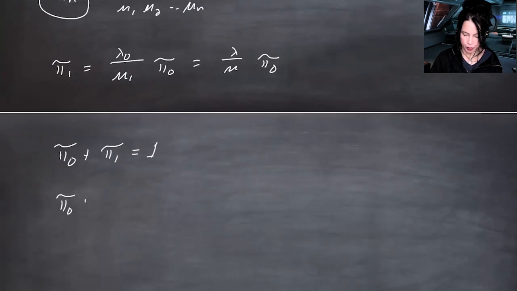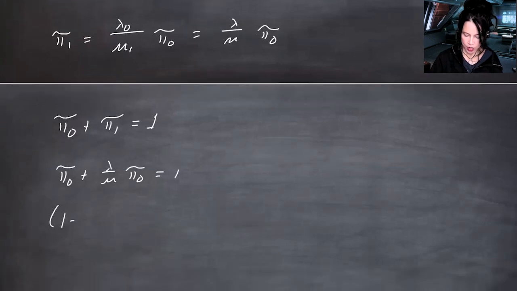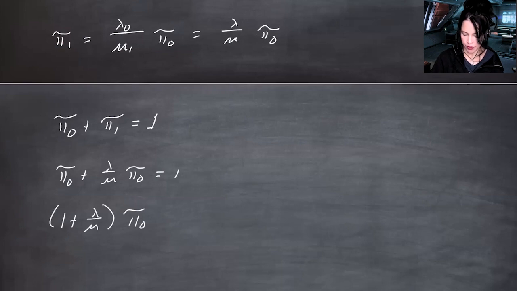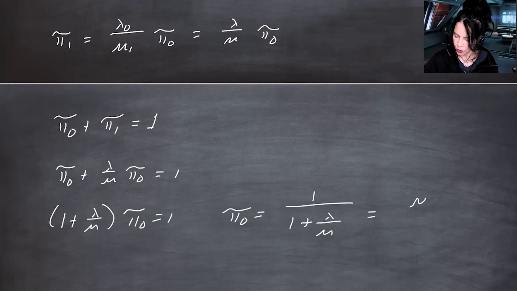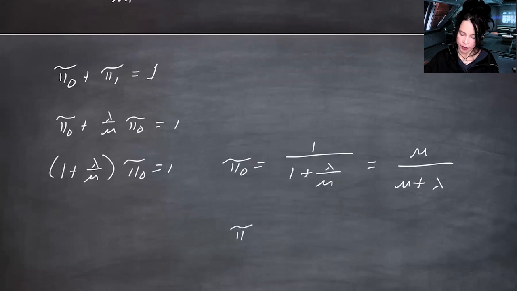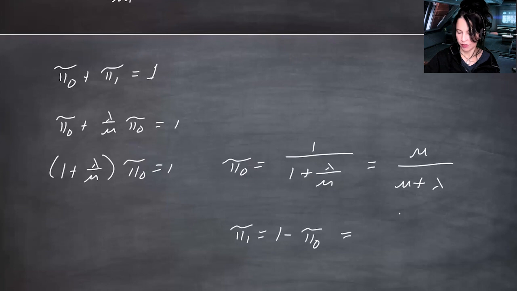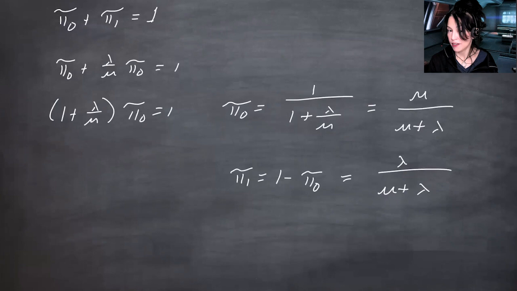This is pi 0 plus lambda over mu times pi 0 is 1. This is 1 plus lambda over mu, times pi 0, being 1. And this tells us that pi 0 is 1 over 1 plus lambda over mu. If I multiply everything by mu, this is mu over mu plus lambda. And then finally, pi 1 is 1 minus pi 0, which gives us the rest of this fraction, lambda over mu plus lambda.